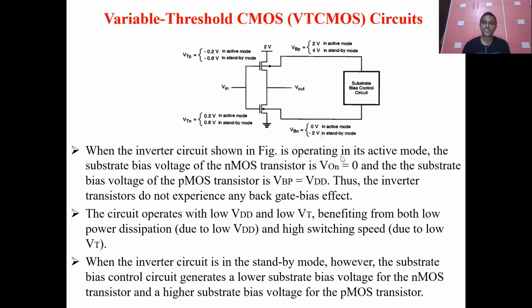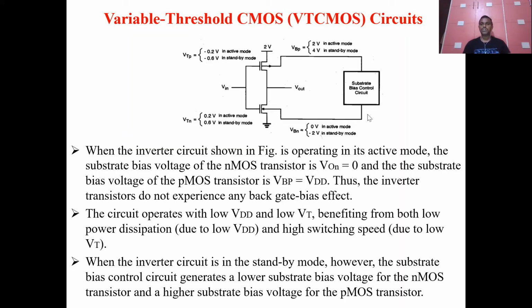So when the inverter circuit is operating in its active mode, the substrate bias voltage of the NMOS transistor is V on equal to 0. When V on equals 0, the substrate bias is equal to 0, that is, source and substrate are connected to the ground. At that point, the bias voltage of the PMOS transistor is connected to VDD. Thus the inverter transistors do not exhibit any backgate bias effect, or substrate effect, or body effect. So the circuit operates with low VDD and low VT, benefiting from low power dissipation.